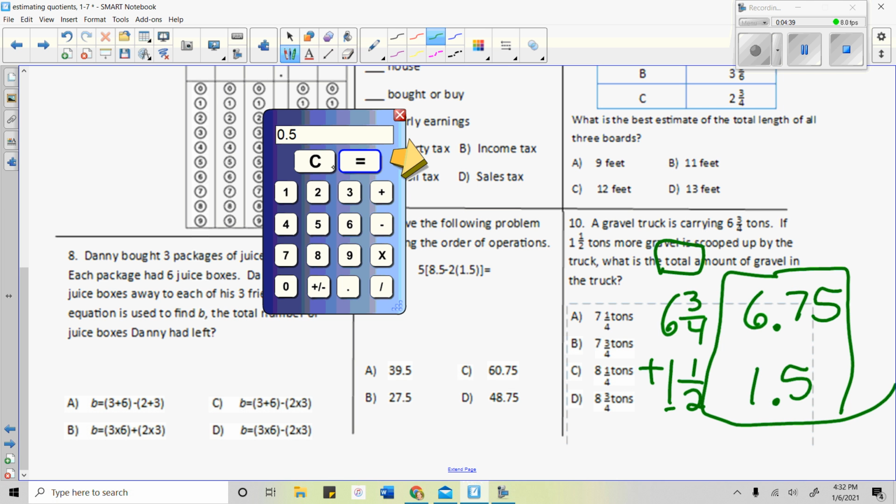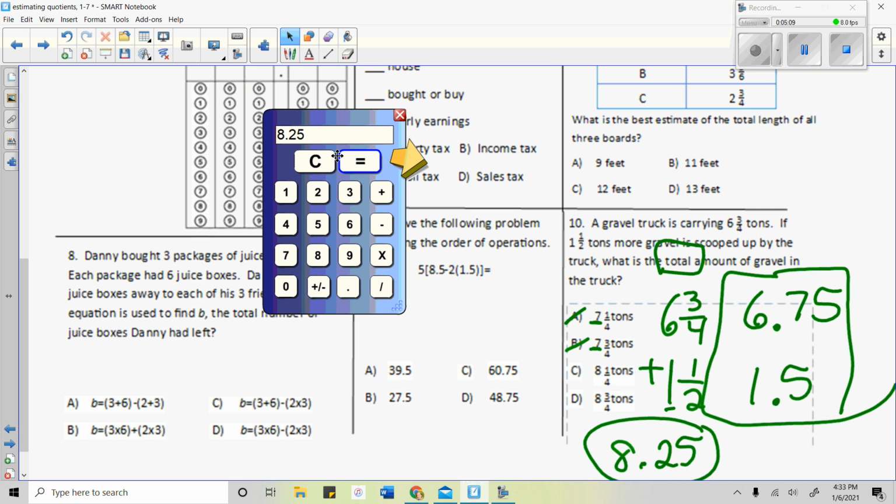Okay, so now I'm going to clear it out, and I get 6.75 plus 1.5 equals, and I get 8.25. So $8.25. Now you'll notice that my answer choices are not in decimals, but I know it's not going to be A or B because they have 7. Okay, so then I need to turn these two into decimals.